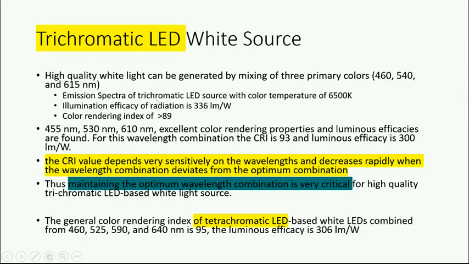The emission spectrum of the trichromatic LED source: the color temperature we already described, that is 6500 Kelvin, and the illumination efficiency in radiation is 336 lumen per watt, or we described lumen per watt. For an LED we need electrical power, so 1 watt of electrical power is required to produce this much lumen of light intensity, okay? The color rendering index is greater than 89, okay?